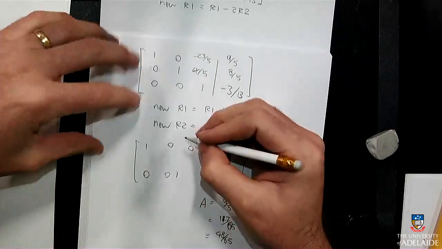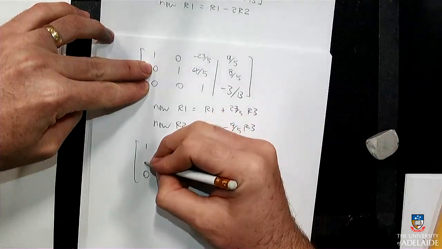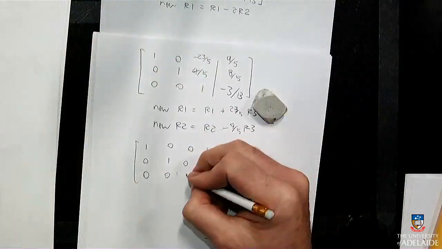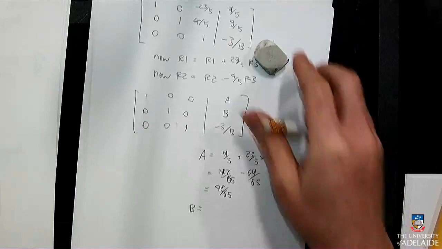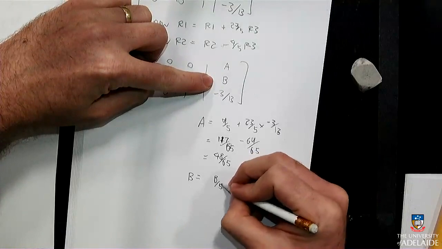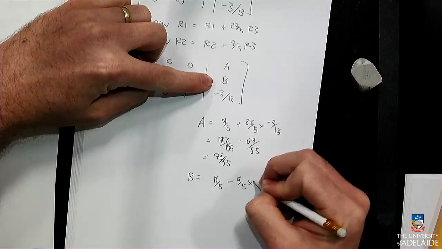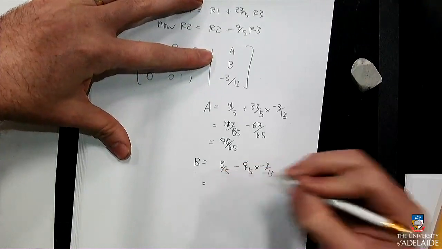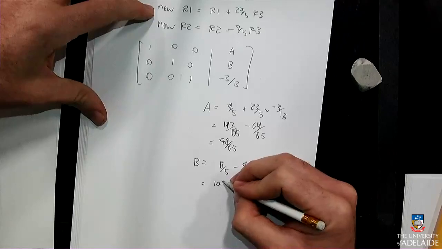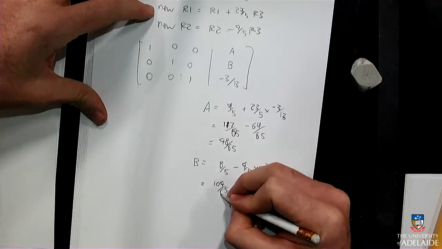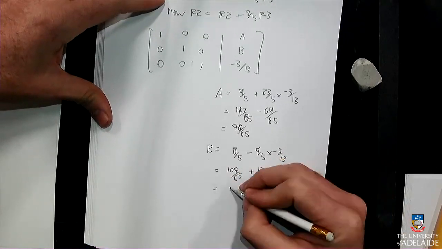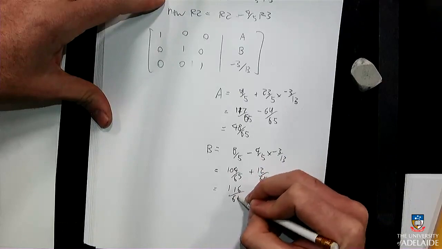Okay, and then we go 0 plus minus 4 fifths of 0, 1 minus 4 fifths of 0, that'll be 0, and the b will be 8 fifths minus 4 fifths times minus 3 on 13. So we'll have 8 times 13, which would be 104, plus 12, which is 116, and so that would be 116 on 65.